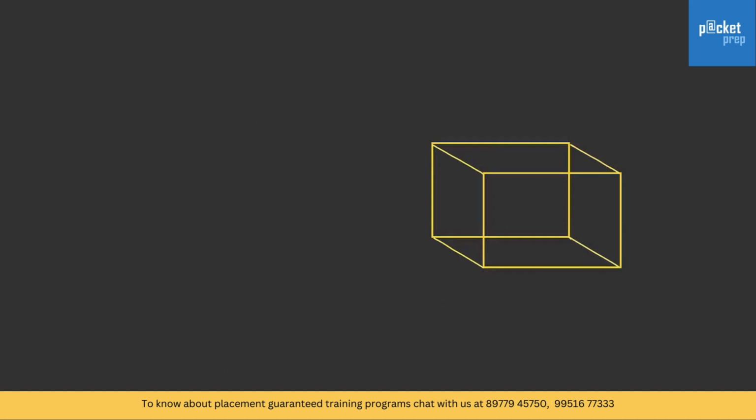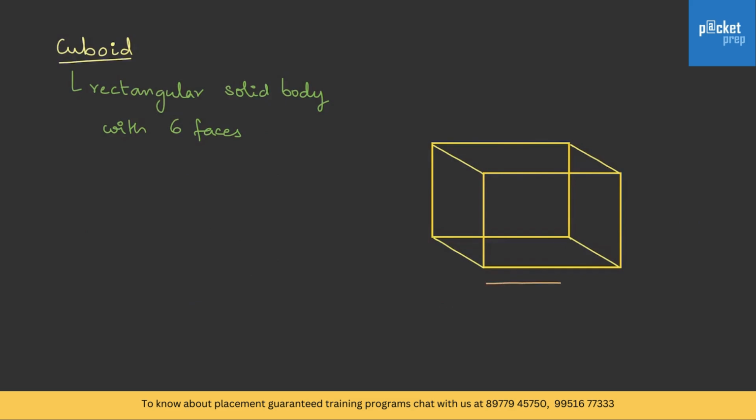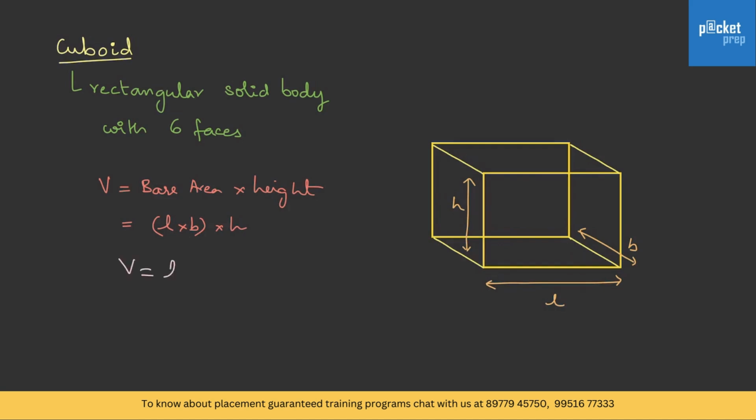Now let's learn about the cuboid. A cuboid can be thought of as an extension of the rectangle. It is a rectangular solid body with 6 faces. If I label the edges, we can think of this as the length, this as breadth, and this as the height. So from this we can write volume is base area into height, therefore base area is L into B and the height is H. So the volume is LBH for a cuboid.